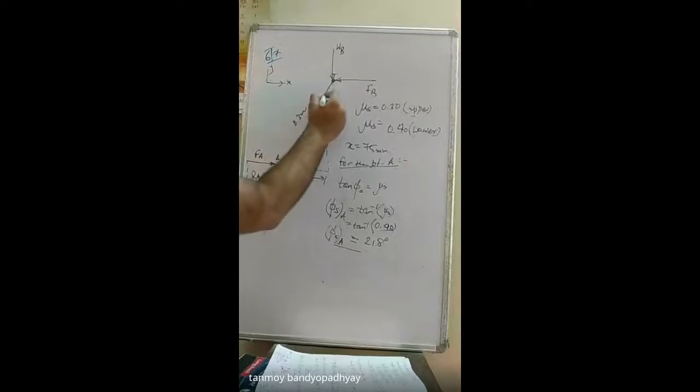So let's call this angle theta. If this is theta, this is 90 minus theta. So this angle will be equal to theta. So if we calculate theta, calculate theta a bit. What is it coming to?